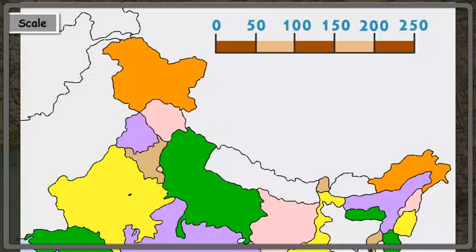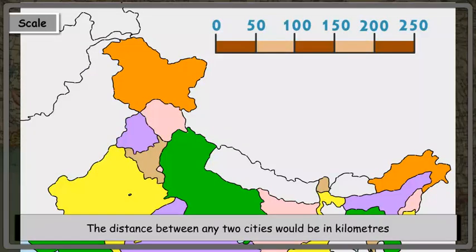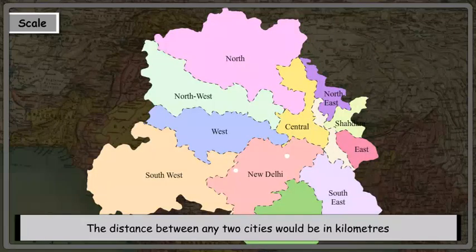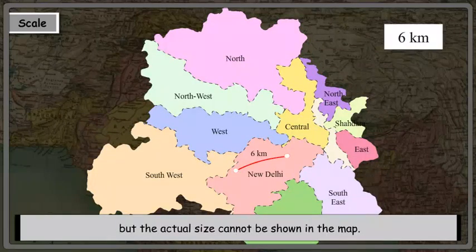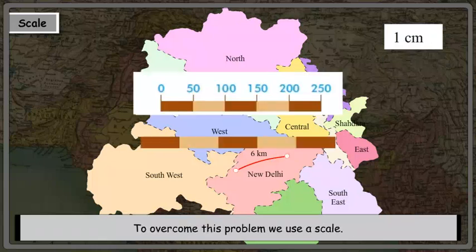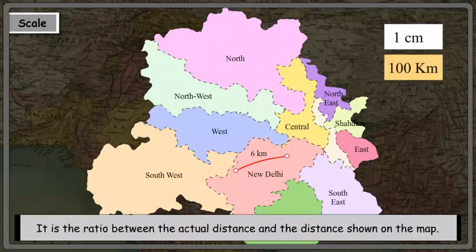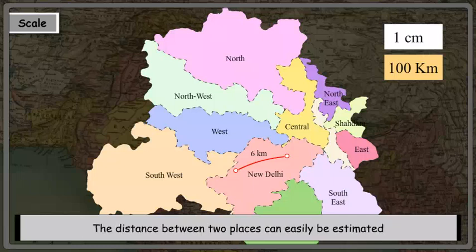Scale. The distance between any two cities would be in kilometers, but the actual size cannot be shown in the map. To overcome this problem, we use a scale. It is the ratio between the actual distance and the distance shown on the map. The distance between two places can easily be estimated with the help of the scale of the map.